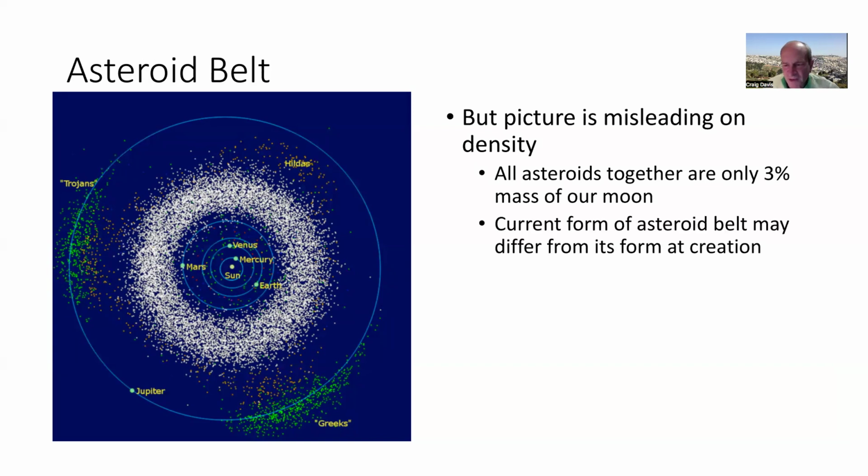The current form of the asteroid belt may be different from its form at creation. I believe it probably is. I'll talk about that in a minute. Notice also that we have another kind of special asteroids. They're the Trojans of Jupiter. The Trojans tend to be divided up into a group called the Trojans and a group called the Greeks. They're the green ones in there. And they rotate in a resonant orbit with Jupiter, either about 1/3 of the way around the sun in front of Jupiter or 1/3 of the way around the sun behind Jupiter.